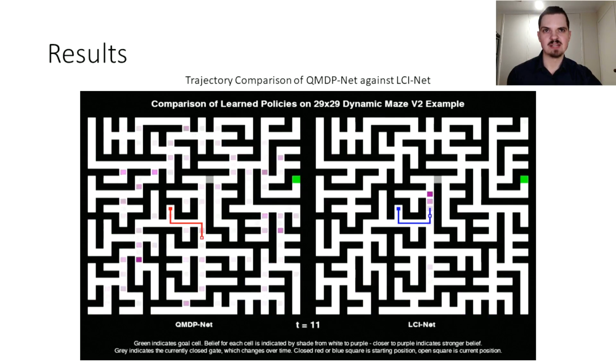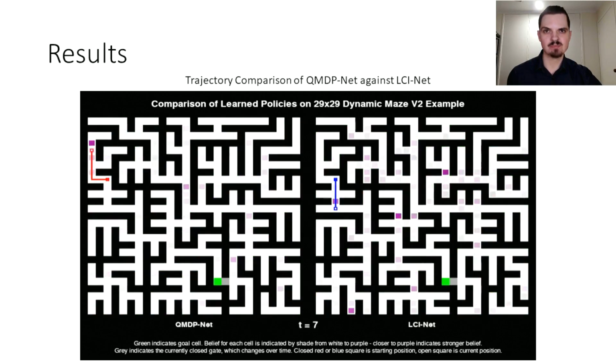This video demonstrates how the more expressive transition model learned by LCI-Net enables a significantly improved policy to be inferred. Here, 2 agents based on the original QMDP-Net and an LCI-Net variant, respectively, must localize and navigate to a goal position in a dynamic maze environment. With LCI-Net, the agent maintains an accurate belief distribution, even when receiving noisy observations, enabling higher confidence about the outcome of selected actions, which leads to better navigation performance.